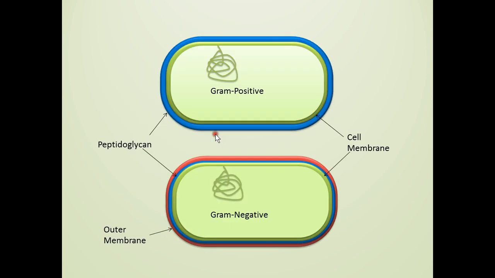Now let's compare the gram-positive to the gram-negative. The gram-positive bacteria has two parts to its cell envelope. It has a cell membrane and a thick layer of peptidoglycan made up of multiple sheets. In the gram-negative bacteria, it has three layers to its cell envelope. It has the cell membrane, a thin layer of peptidoglycan consisting of only one or two sheets, and then it has this third structure, the outer membrane. The outer membrane will have the LPS and the porins within it. And that concludes our discussion on the gram-positive versus gram-negative bacterium.